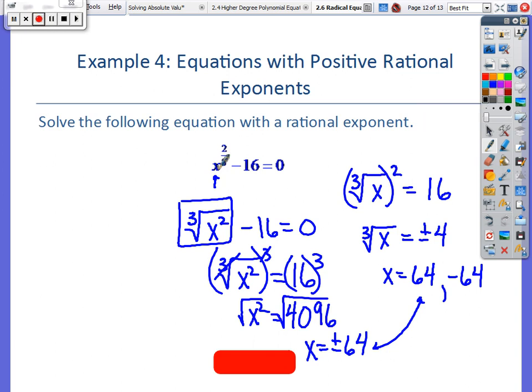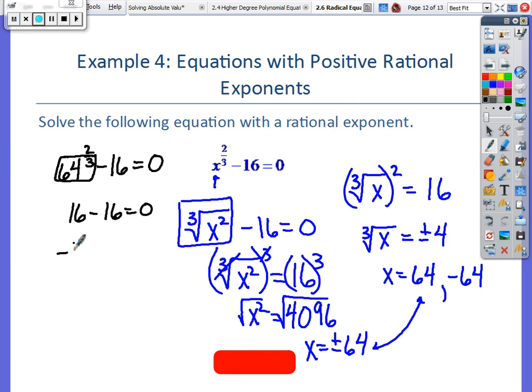We do need to make sure they work though. So we plug it back in. Now this is where students are like, I don't want to do this. But you need to. You never know. And so we go ahead and just do the cube root of 64 first. Cube root of 64 is 4. What's 4 squared? Well, it's 16. What's 16 minus 16? 0. So it works. So definitely 64 works.